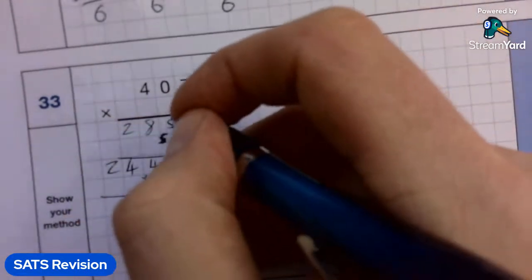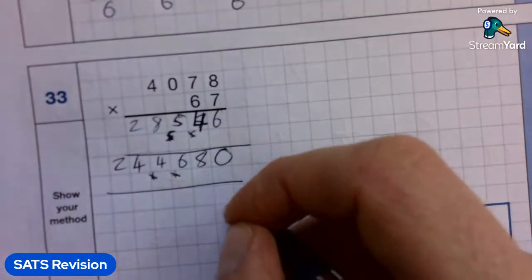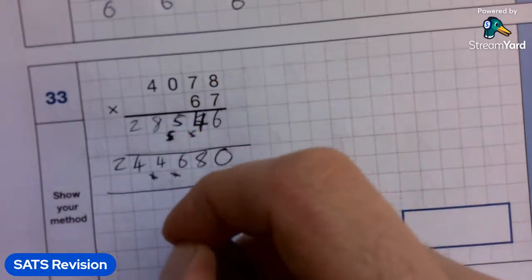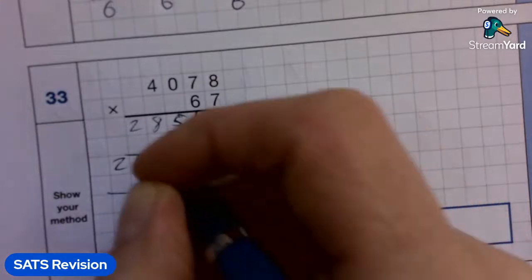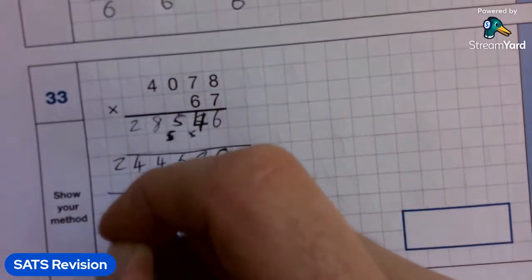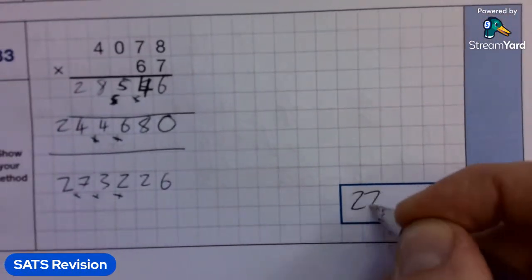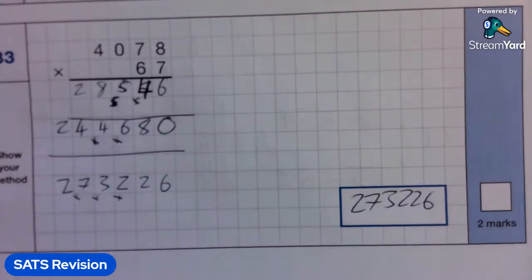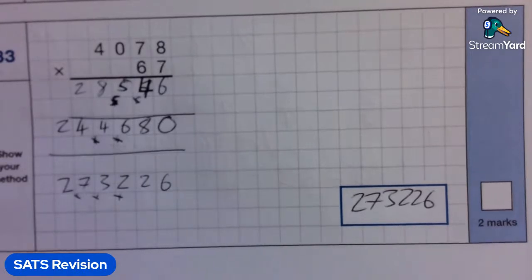Good thing about this, because I've kept it all in order, I can add down a lot easier. 6 add 0 is 6. 4 add 8 is 12. 5 add 6 is 11. Add the 1 is 12. 8 add 4 is 12. Add that is 13. 2 add 4 is 6. Add that is 7. And 2. So it's 2, 7, 3, 2, 2, 6. Quite long, that one. It's 2 marks, so you probably get marks for some parts of this correct, okay?